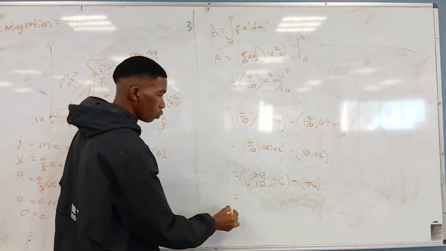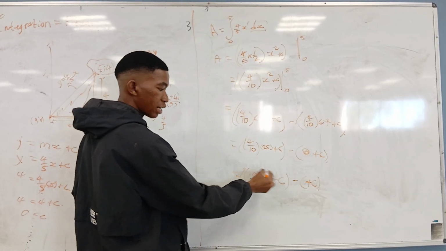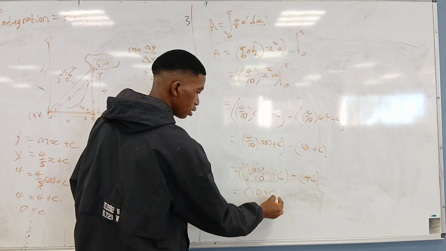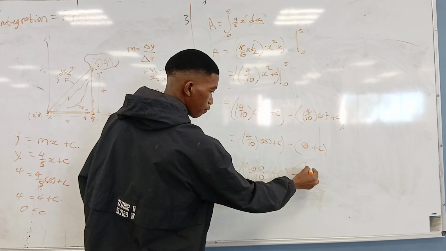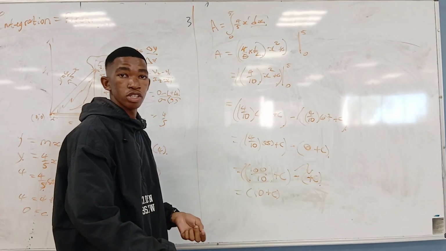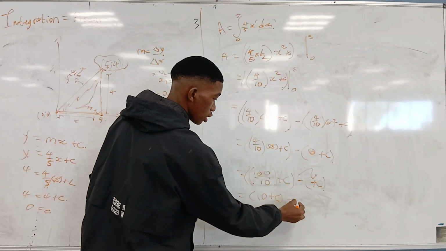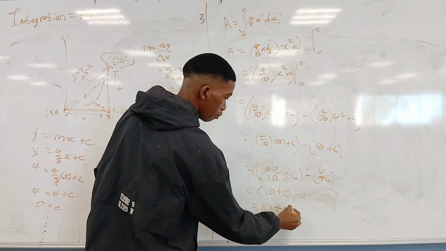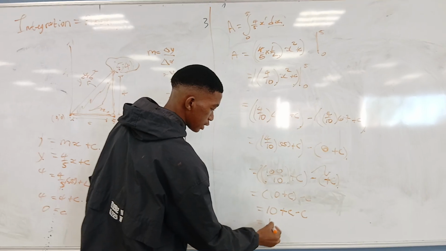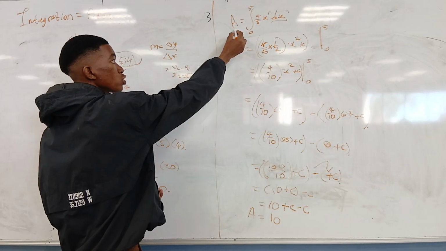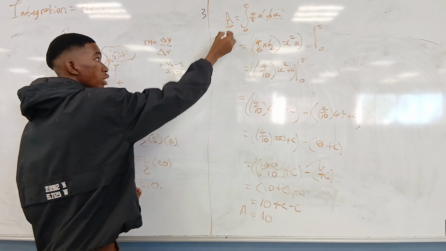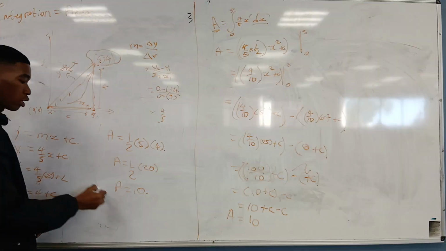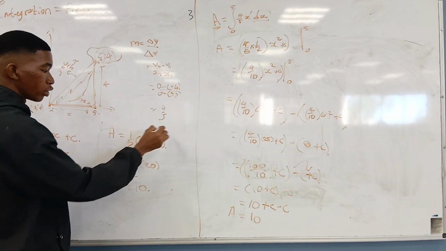So now continuing, on this side we're going to have 100 divided by 10, giving us 10, and then plus c. This negative is going to affect this positive. Negative multiplied by positive is going to give you negative, so you're going to have negative c. This is going to give us 10 plus c minus c. Then this is going to give us 10 for our area. Remember, we used integration to determine the area. And the area here is the very same as the area that we found using our formula for the area of the triangle.